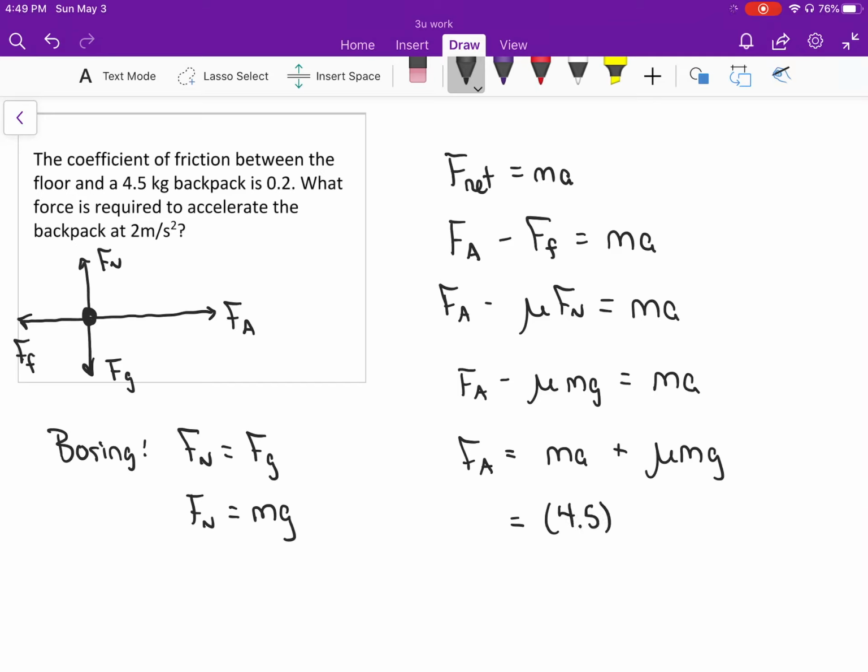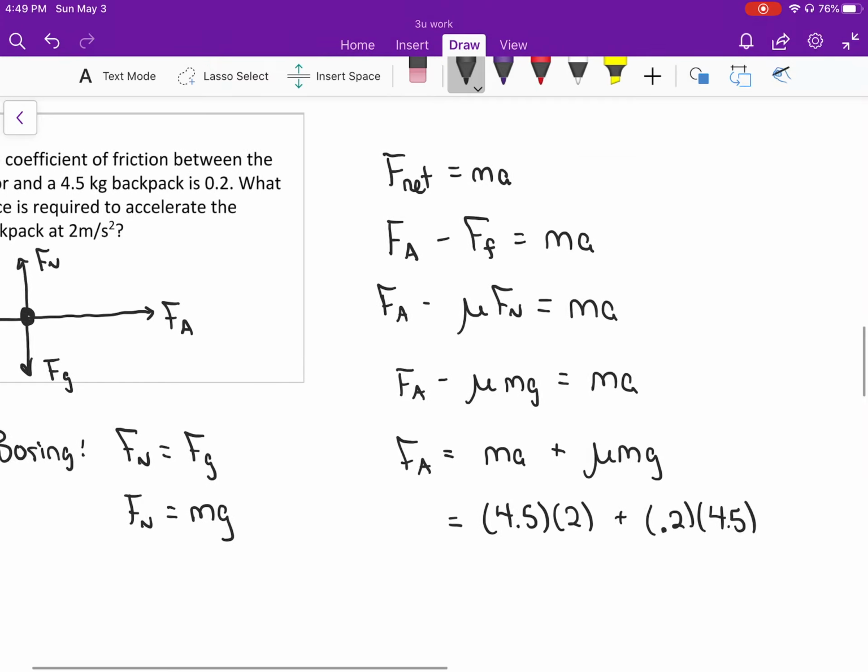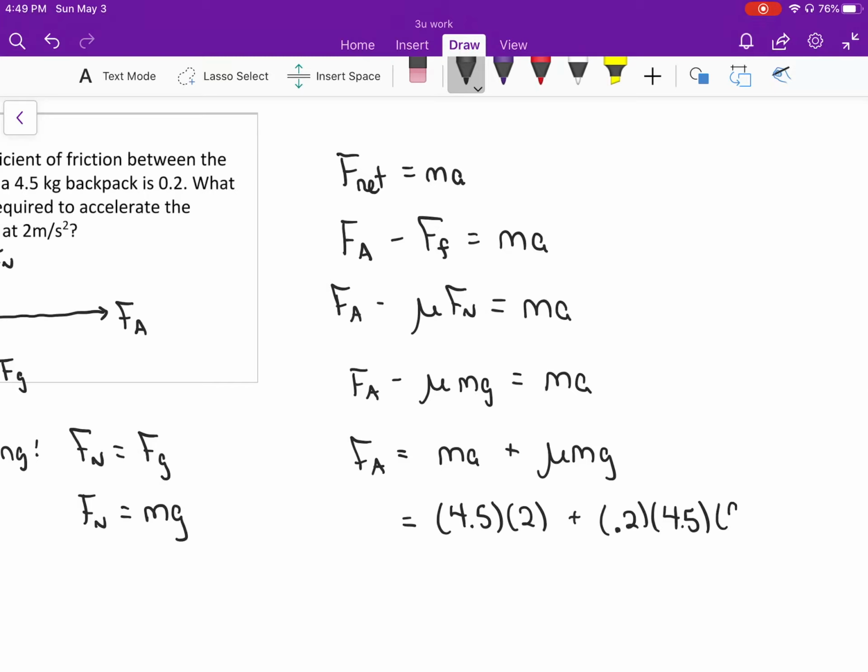The mass was 4.5. It's accelerating at 2. To that we add the coefficient, which was 0.2, multiplied by the mass of 4.5, multiplied by g of 9.8. When you calculate all that out, you'll get roughly 18.